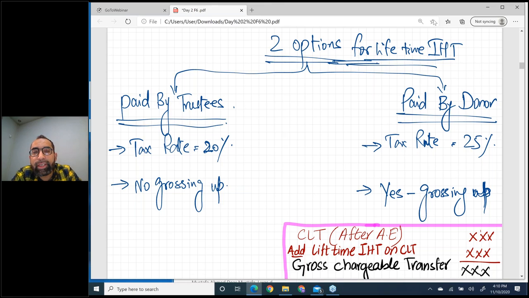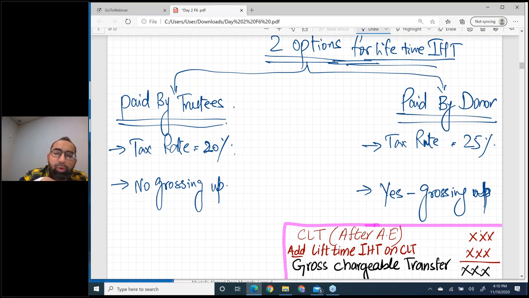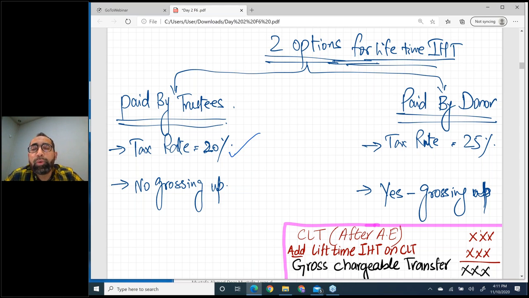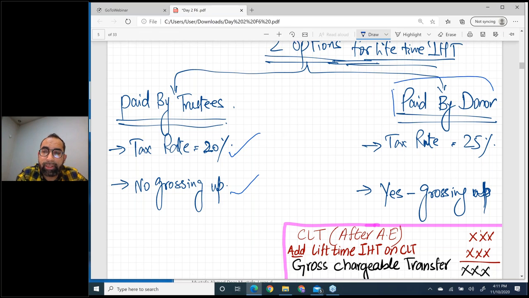Now for lifetime IHT on CLT, which means the first installment which we pay in the year of gift, there are two options. Either trustees can pay this first installment. If the trustee pays this first installment, then the tax rate to be used is 20%, and there is no need for grossing up. If lifetime IHT is paid by trustees, then you have to use the 20% rate for the calculation of lifetime IHT, and no grossing up is required. But there is one more option.